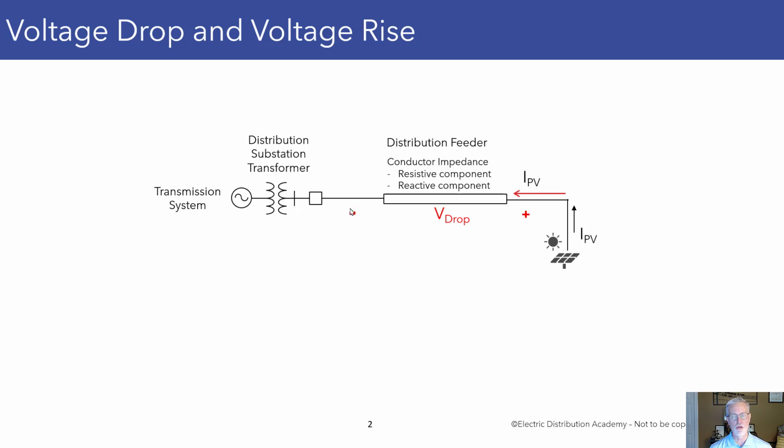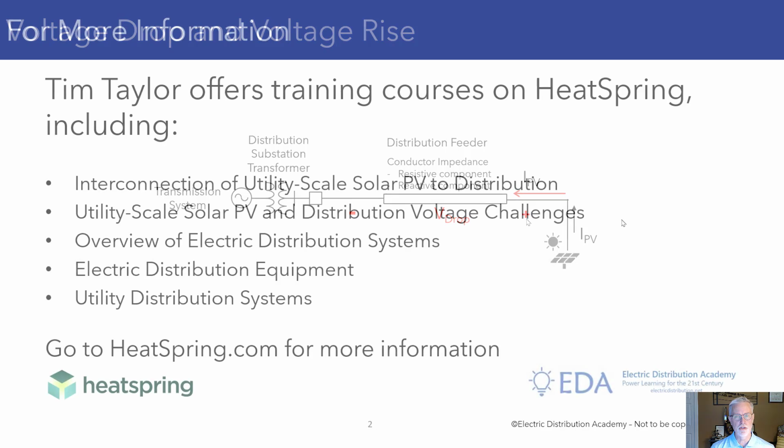However, another way to look at that is to call this a voltage rise. So we can see that the voltage at the solar PV plant is higher than it is back at the substation. Instead of thinking of this as a voltage drop in this direction, we can think of it as a voltage rise going towards the end of the feeder.